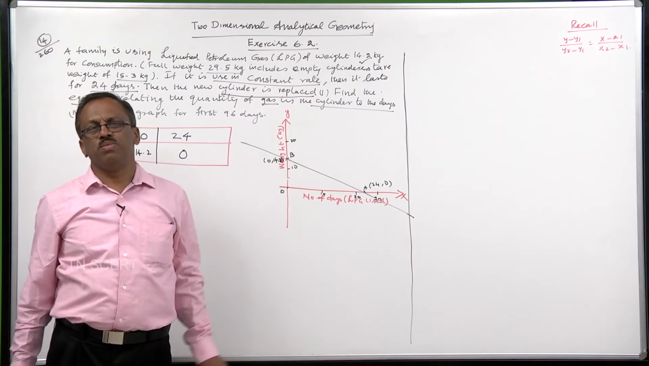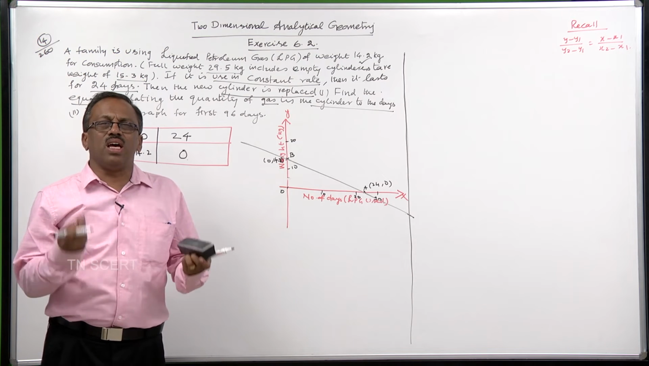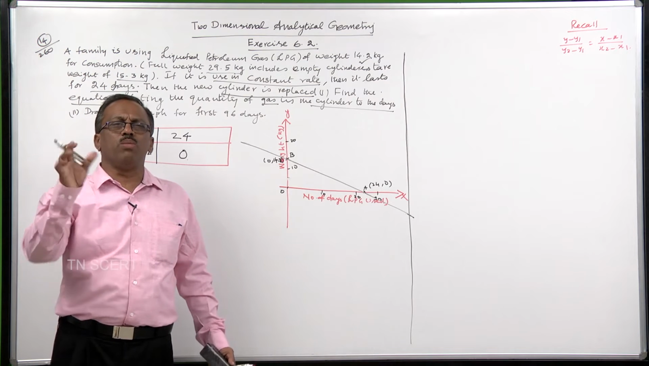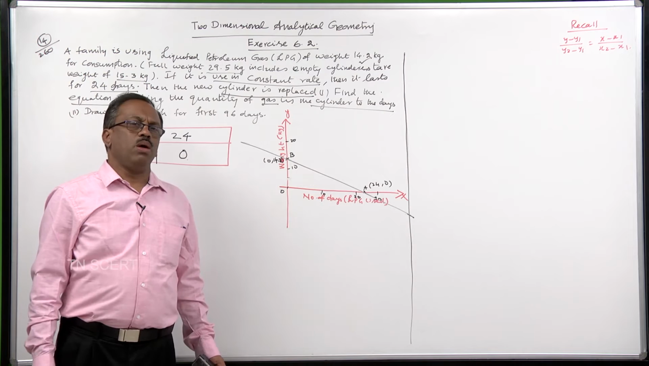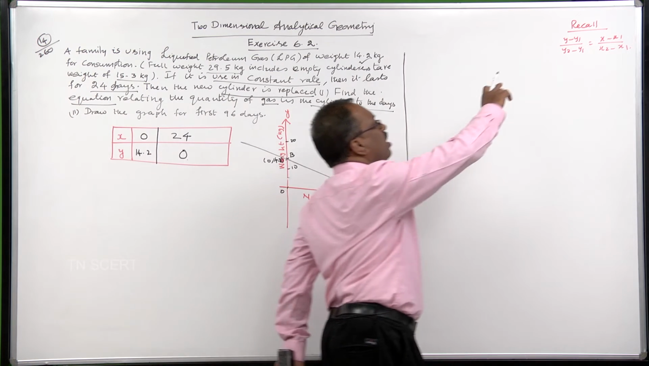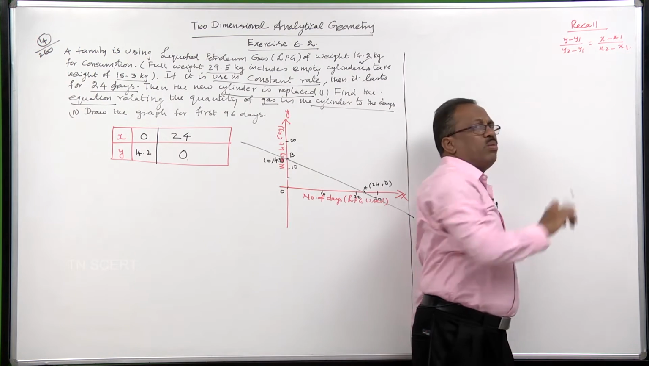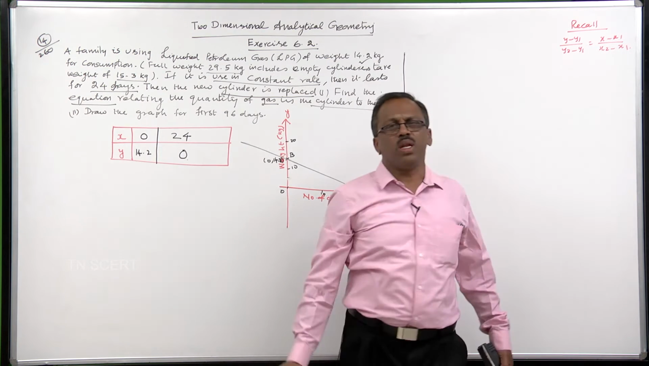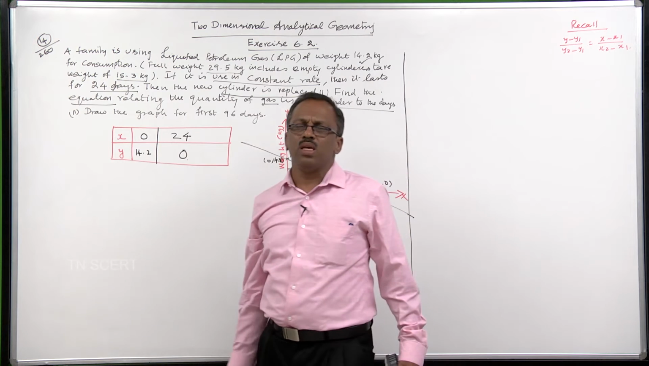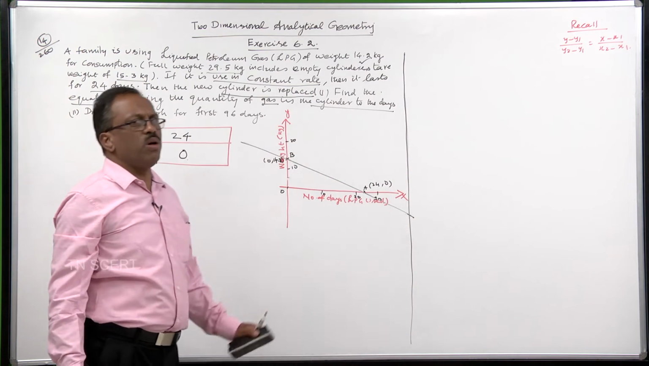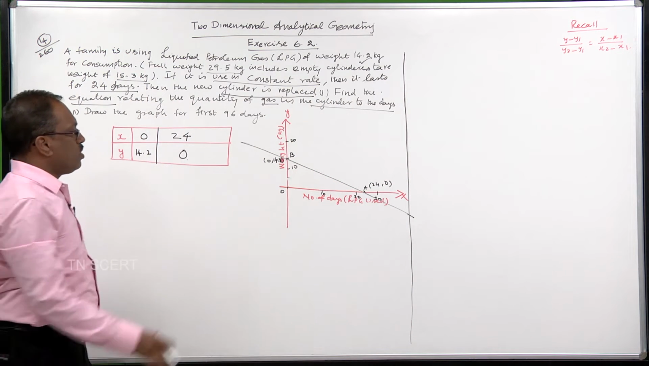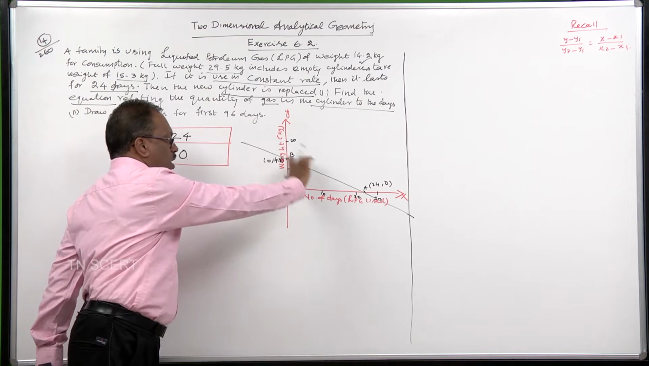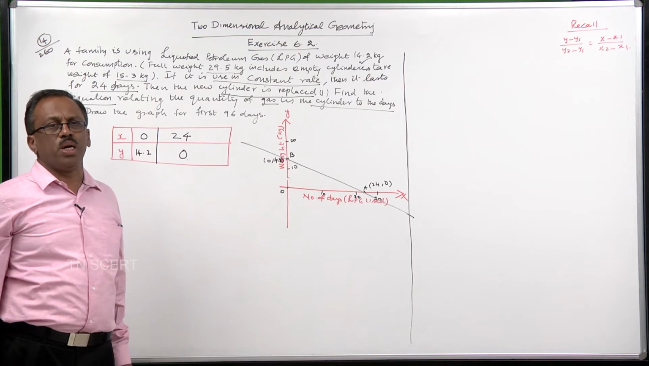This is a linear equation. You know what formula to apply. What is the linear equation formula? It is the two-point formula: (y minus y1) by (y2 minus y1) is equal to (x minus x1) by (x2 minus x1). This is a simple, very easy formula. So by the given data, I drew the diagram and finished the first part.